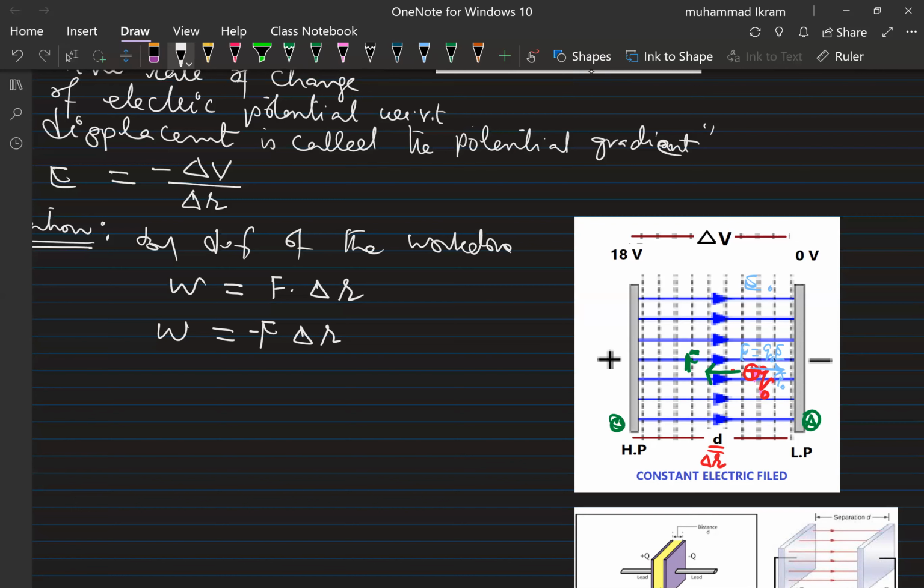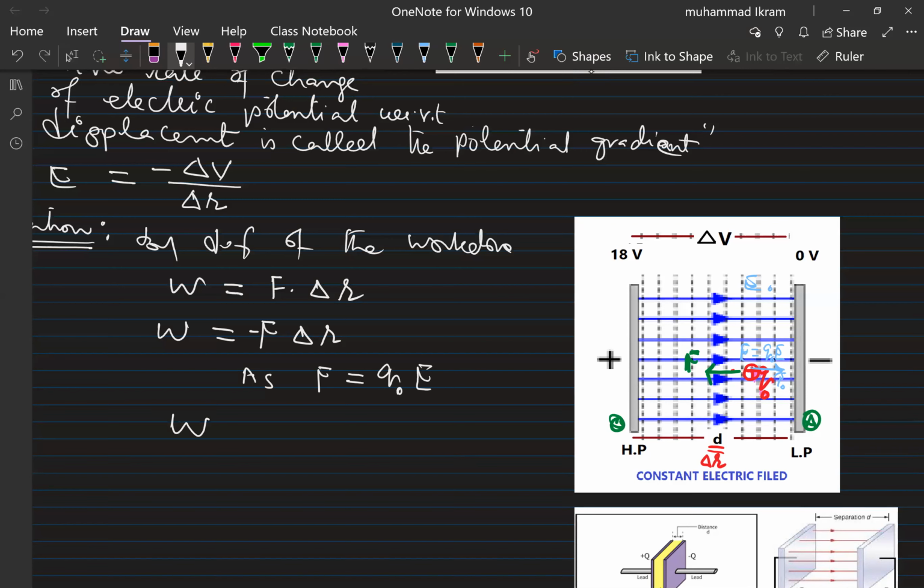So this is for the constant force. And as this force F is in fact equal to the electrostatic force acting on the charged particle, this force is equal to this thing. So what will be this work done?